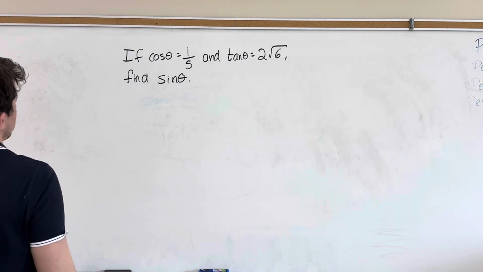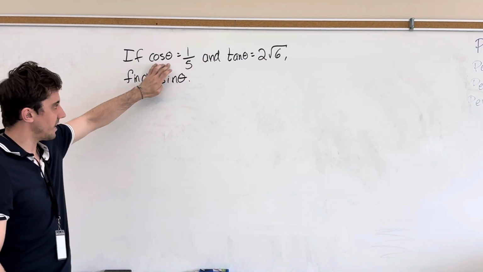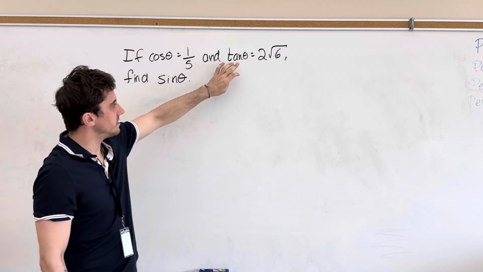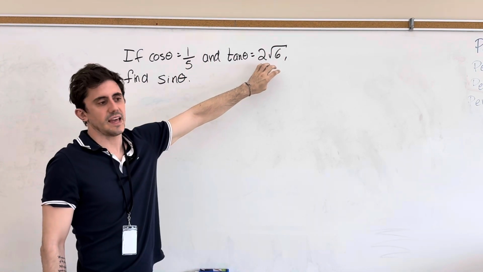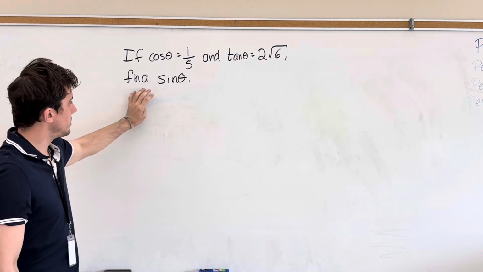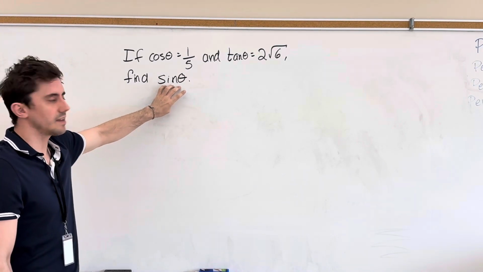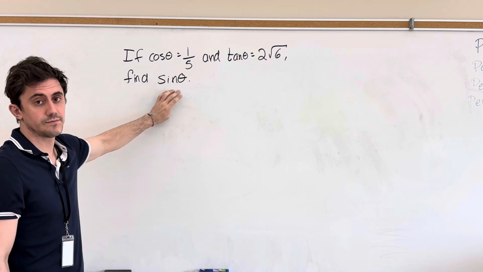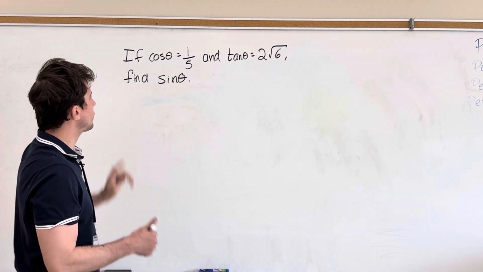Good afternoon, everyone. Today we're going to solve a question where we're given cos theta being 1/5 and tan theta being 2 root 6. We're asked to find not theta itself, not the angle, but just the exact value of sine theta, or the ratio of sine theta. Okay? So to do that, let's start with cos theta.